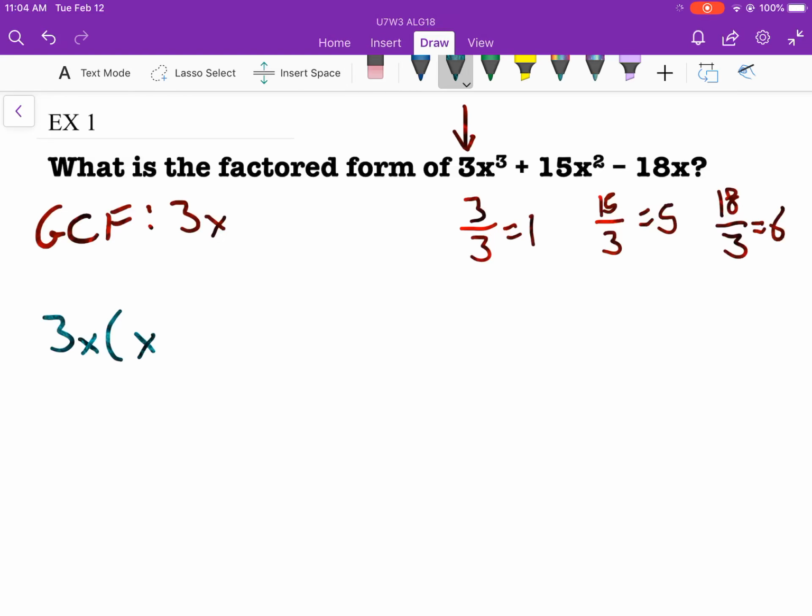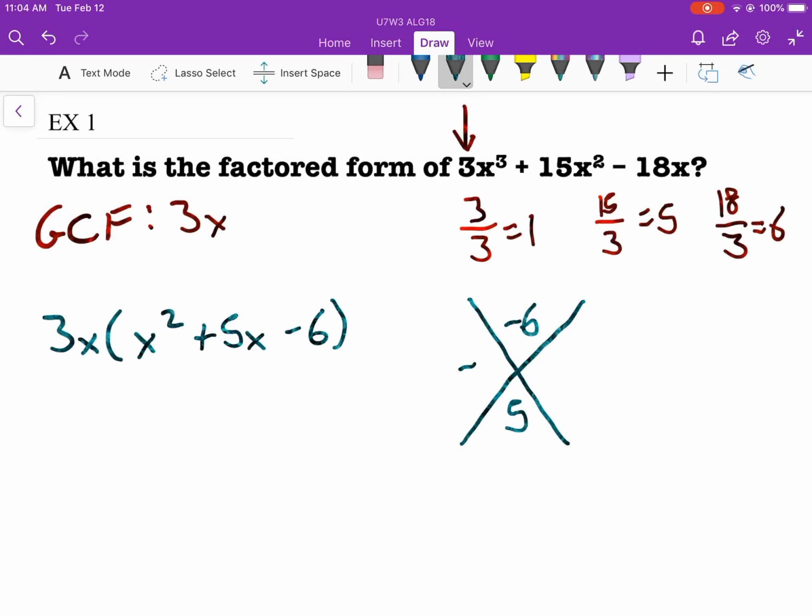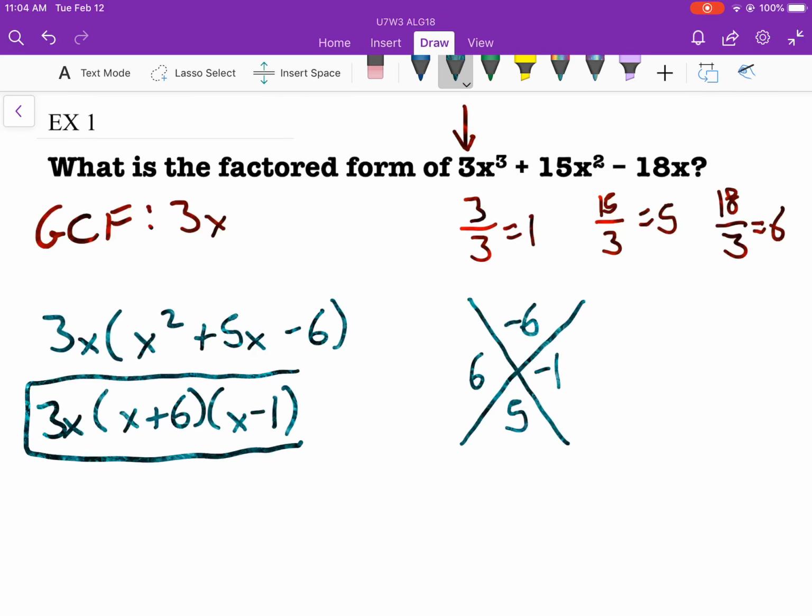You get 3x, and we have left behind x squared plus 5x minus 6. And that is just like what we did yesterday. So two numbers that multiply to negative 6 and add to 5. We could do positive 6, negative 1. And our fully factored form would be 3x times x plus 6, x minus 1. Done.